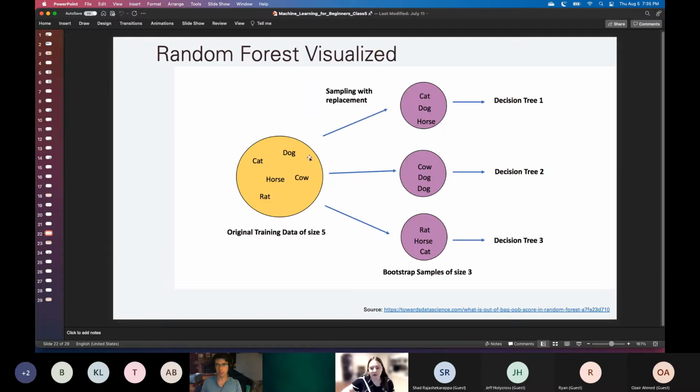But this shows here that the row dog can be chosen twice in the same decision tree and put in there multiple times. And sometimes it wouldn't be, in this case. So this just shows 3 bootstrap samples and 3 decision trees and how that would work.